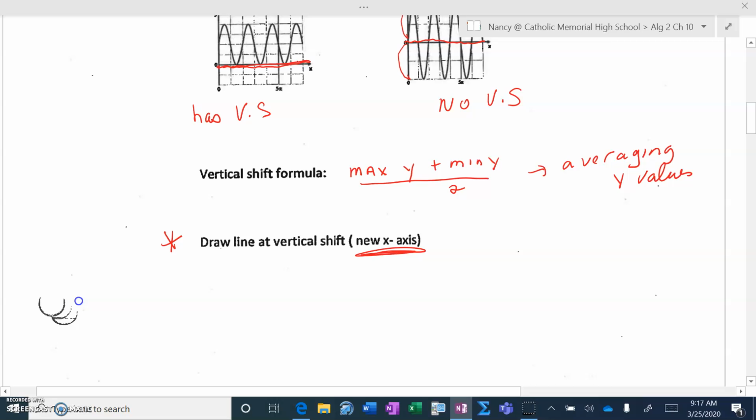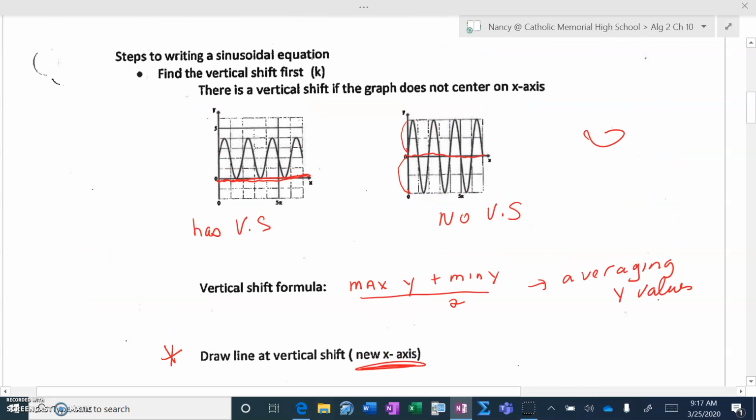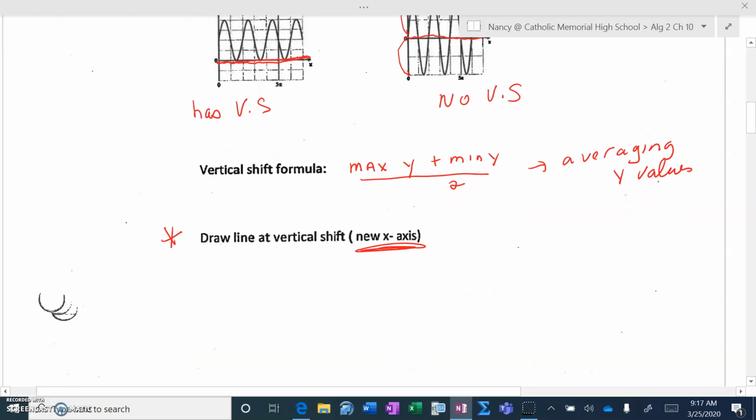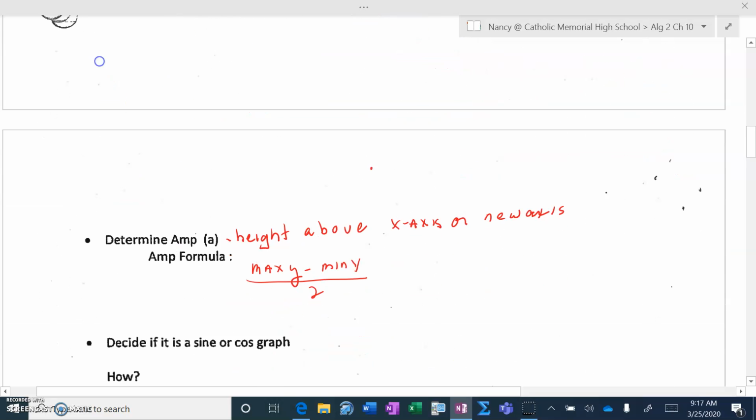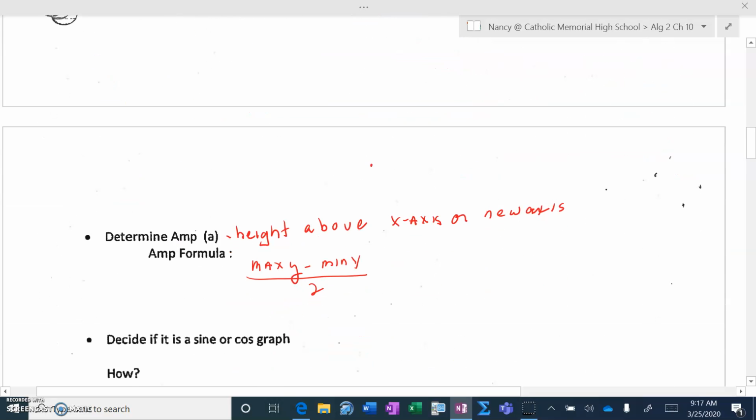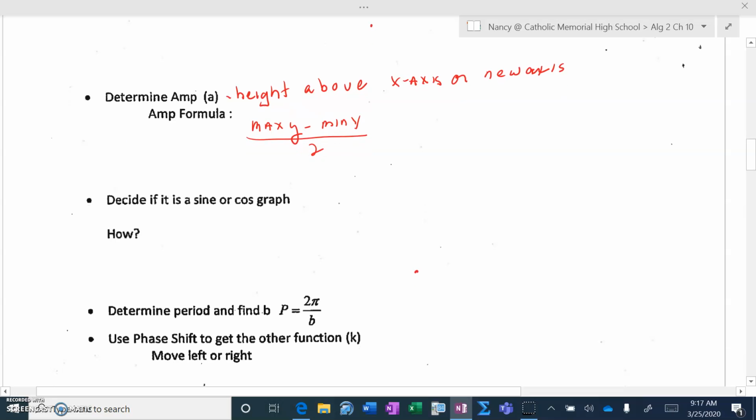So the first thing we did is decide if there was a vertical shift. And we could tell that because there is no vertical shift if you center on the x-axis. If you do not, then there is a vertical shift. You need to get that vertical shift formula, or get where it's at, draw out the line, and decide on their amplitude. Then you're going to decide which one you are going to write, a sine or a cos graph, and by that I mean which one you're going to write first.